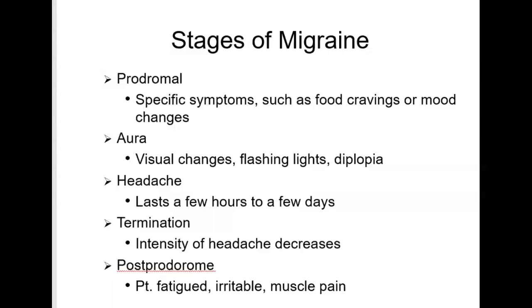The stages of migraines include prodromal. The prodromal phase is the one in which the patient has specific symptoms, such as food cravings or mood changes. The aura phase, which generally involves visual changes such as flashing lights or diplopia, which is double vision, may also occur for certain patients. The headache phase may last a few hours to a few days. The termination phase is the phase in which the intensity of the headache decreases. In the post-prodrome phase, the patient is often fatigued, may be irritable, and has muscle pain.